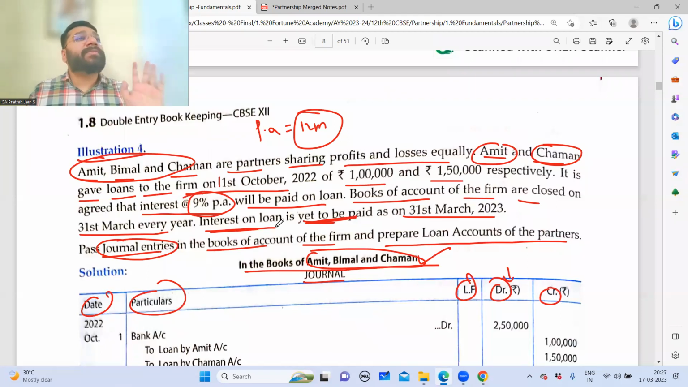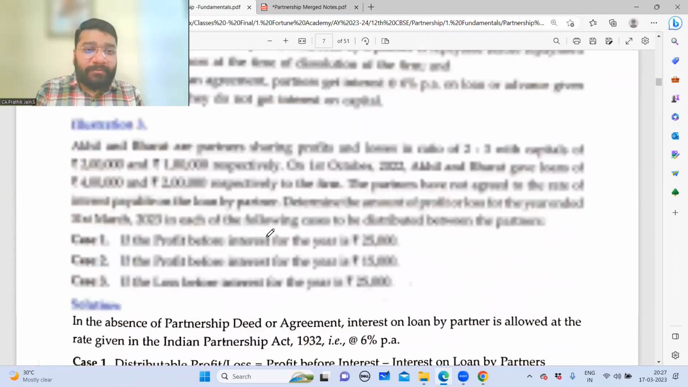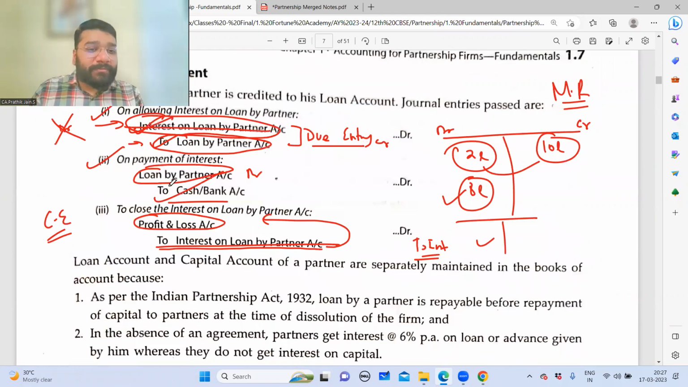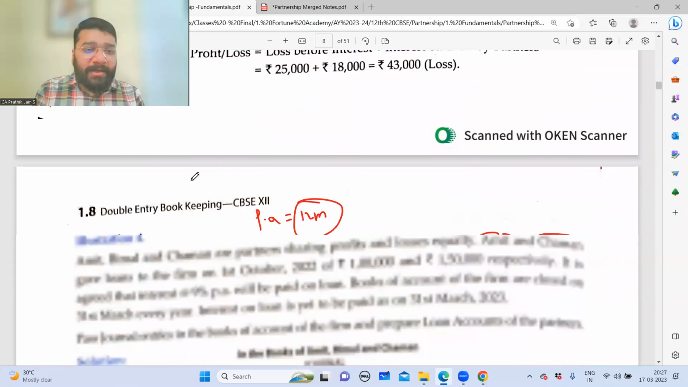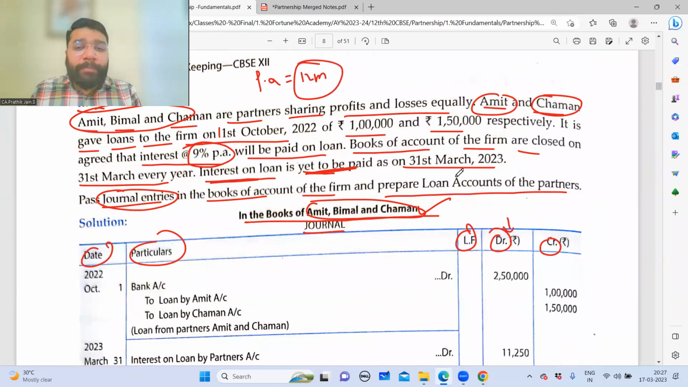That's why I told the basics is very important. If paid was given, had they told that interest is paid, then what will be my entry? Loan by Amit, loan by Chaman to cash in bank, to the extent what you've paid. This is the payment entry. Loan by partner, you'll reverse the liability and make the payment. That is there subsequently. Wait, next transaction will come. Now they're asking to prepare the loan account.